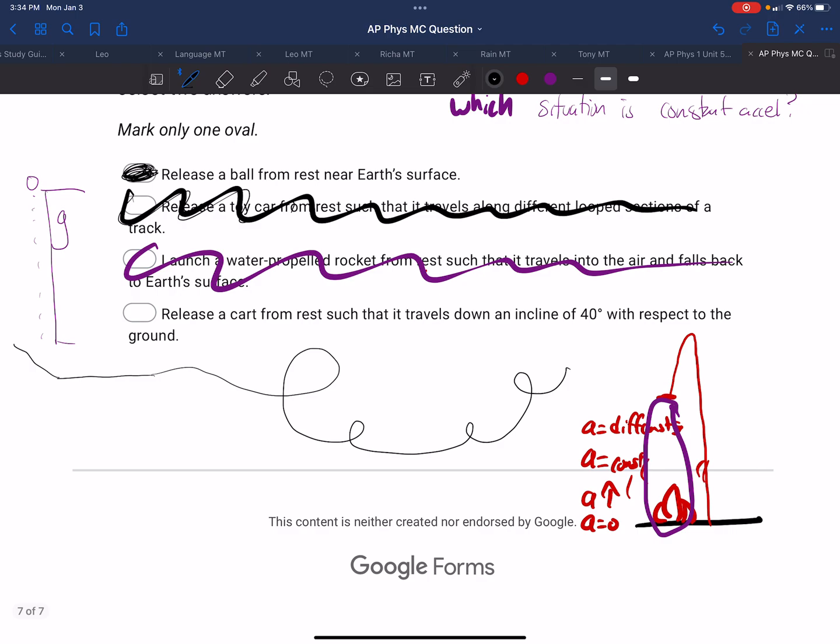Now, of course, you're familiar with this one. Take a cart, put it on an inclined plane, and let it slide down that inclined plane. The acceleration will be constant. So indeed it is the first choice and the last choice.